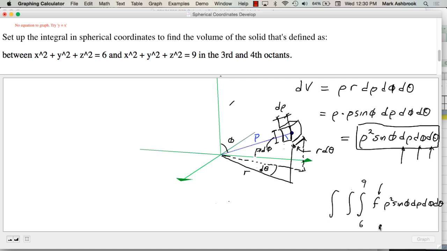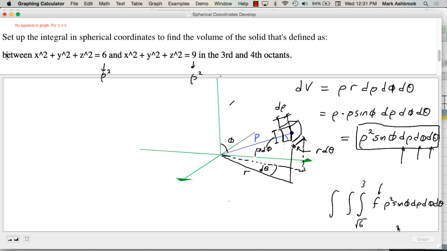So they're saying something different. Isn't that rho squared, right? In our spherical equation, it would be the square root of 6, from 0 to 3. Do you see that? Okay.